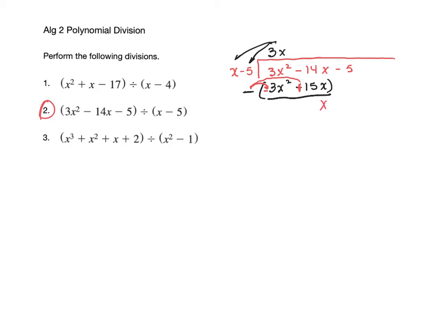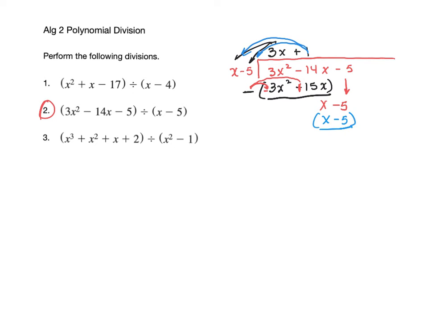Just put the x, and we bring down the next term, negative 5. And then we go, well, what do I have to take x times to get an x? The answer is 1. 1 times x is x, so I put a 1 up here. I distribute that 1, like so, giving me 1 times x and 1 times negative 5.